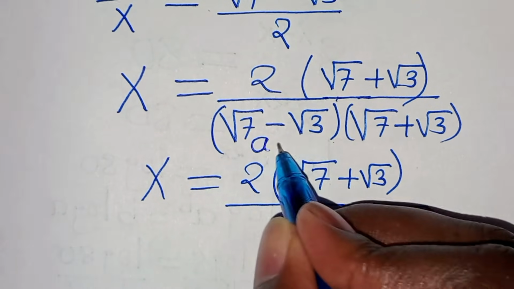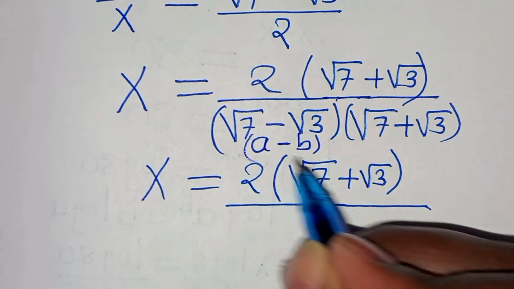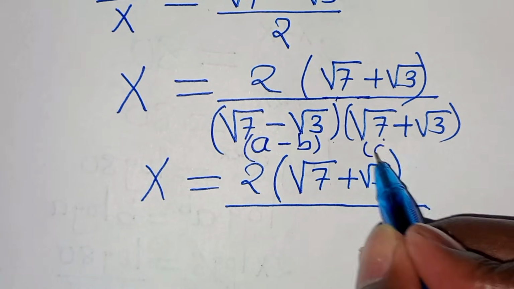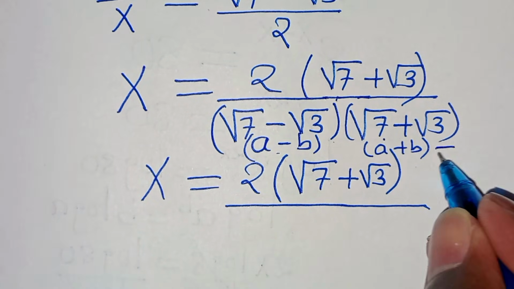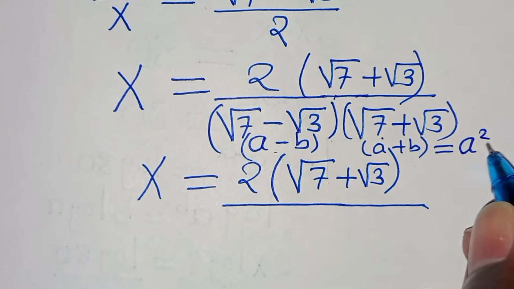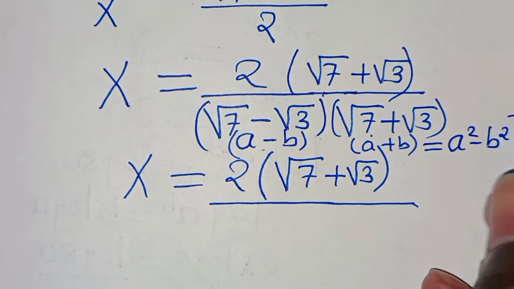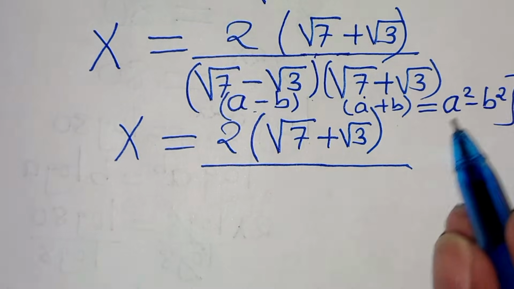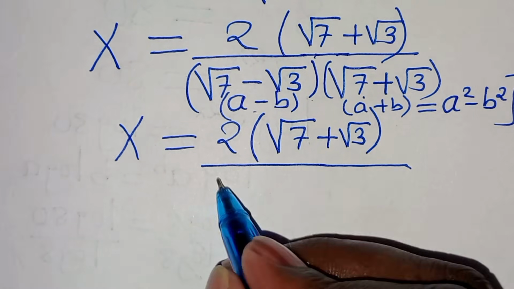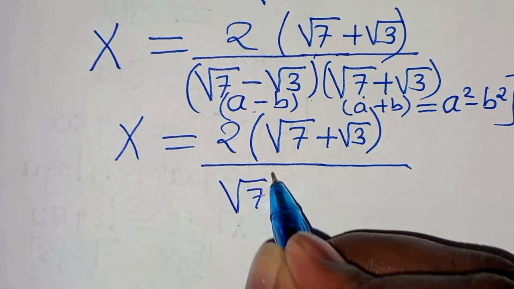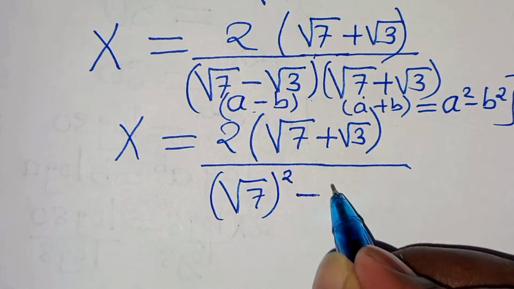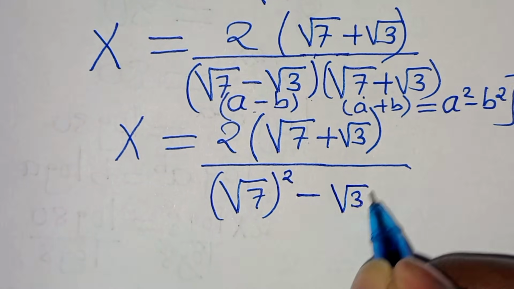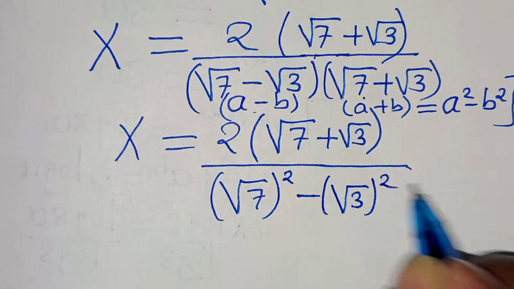Remember, this is in the form of a minus b. And also this is in the form of a plus b. So this is the difference of two perfect squares that we can express as a squared minus b squared. Applying this property, this implies that we have square root of 7 raised to the power of 2 minus square root of 3 raised to the power of 2.